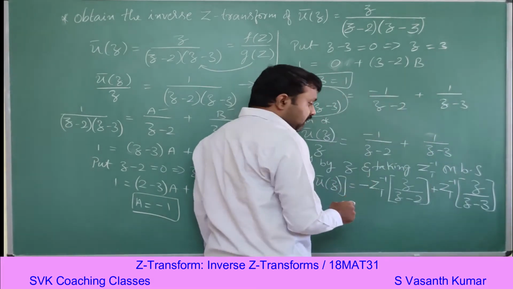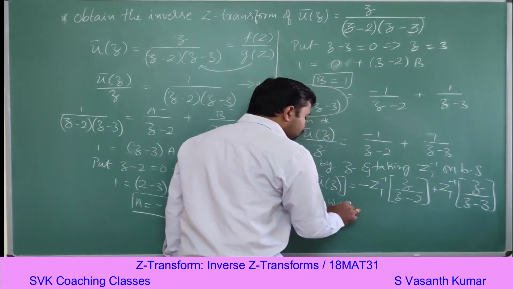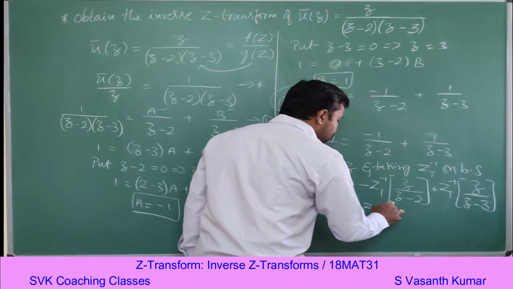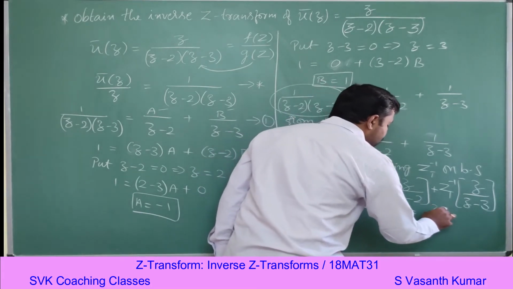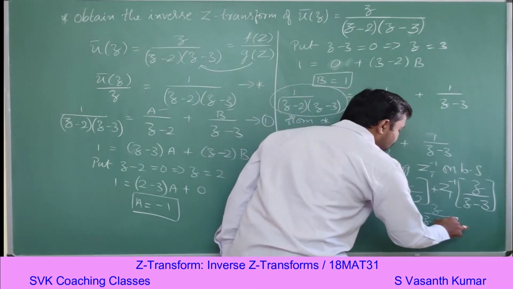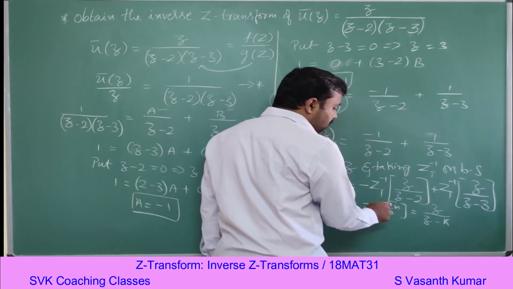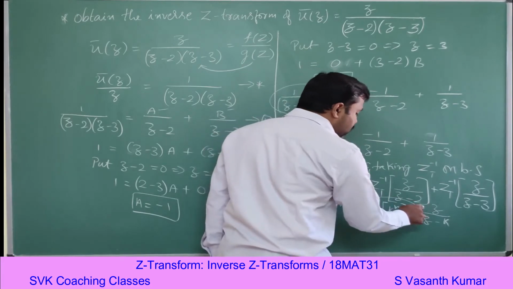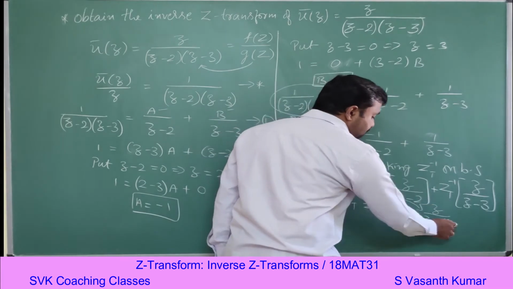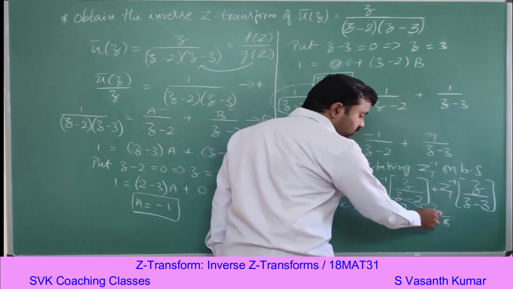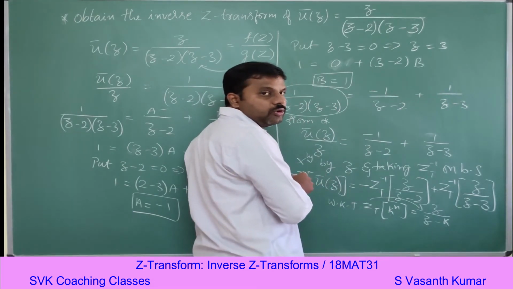Now we have studied in the previous session that the Z transform of k power n is z by z minus k, right? So instead of Z transform, consider Z inverse. Z inverse of z by z minus k is k power n. You are going to get k power n.